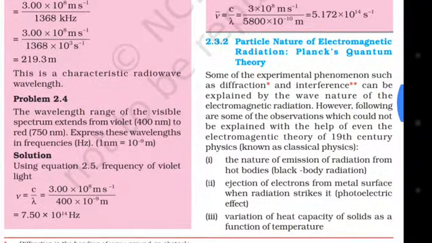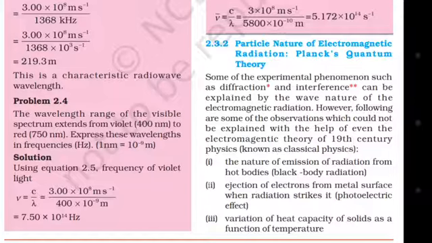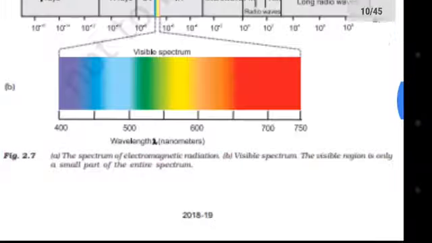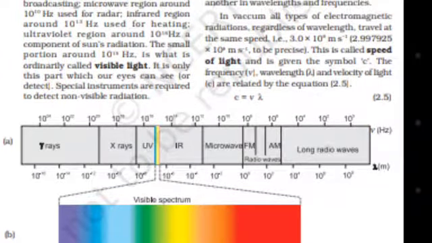Problem 2.4. The wavelength range of the visible spectrum extends from violet, that is 400 nanometer, to red, that is 750 nanometer. Express these wavelengths in frequencies, that is hertz. Note that 1 nanometer is equal to 10 to the power minus 9 meter. Solution. Using equation 2.5. What was equation 2.5? Do you remember it?